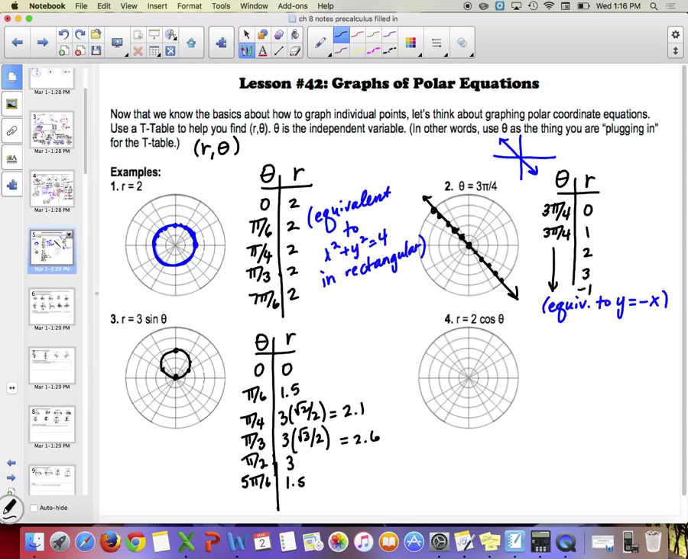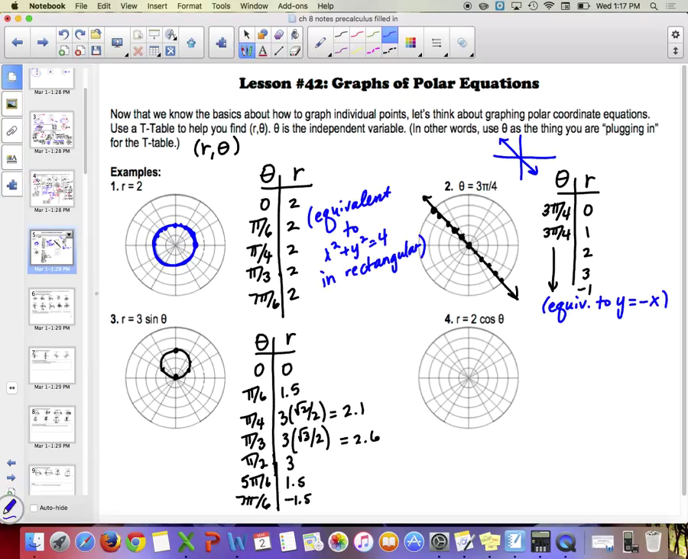So the question is, what if you continue into the third quadrant and fourth quadrant? Here's where it gets a little weird. What if I try 7 pi over 6? What will that give me? Close. Not 1.5 though. Negative 1.5.